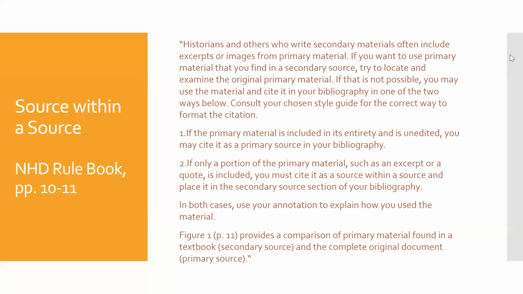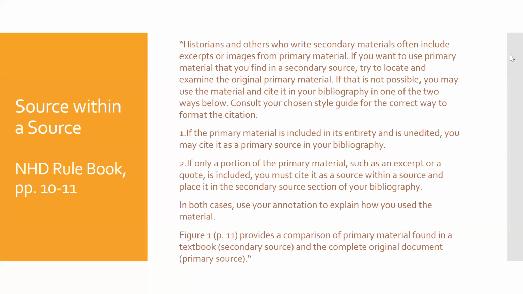So if the primary source material is included in its entirety and is unedited, like it's an image embedded of a whole letter from the start to the end, then you can go ahead and cite it in the primary source section of the bibliography, but your citation has to include the secondary source where you found it, as well as the original, like the date it was created and the details on the source. But if an excerpt or only a small part of the primary source is included in the secondary source, then the students need to put that citation in the secondary source section of their bibliography.